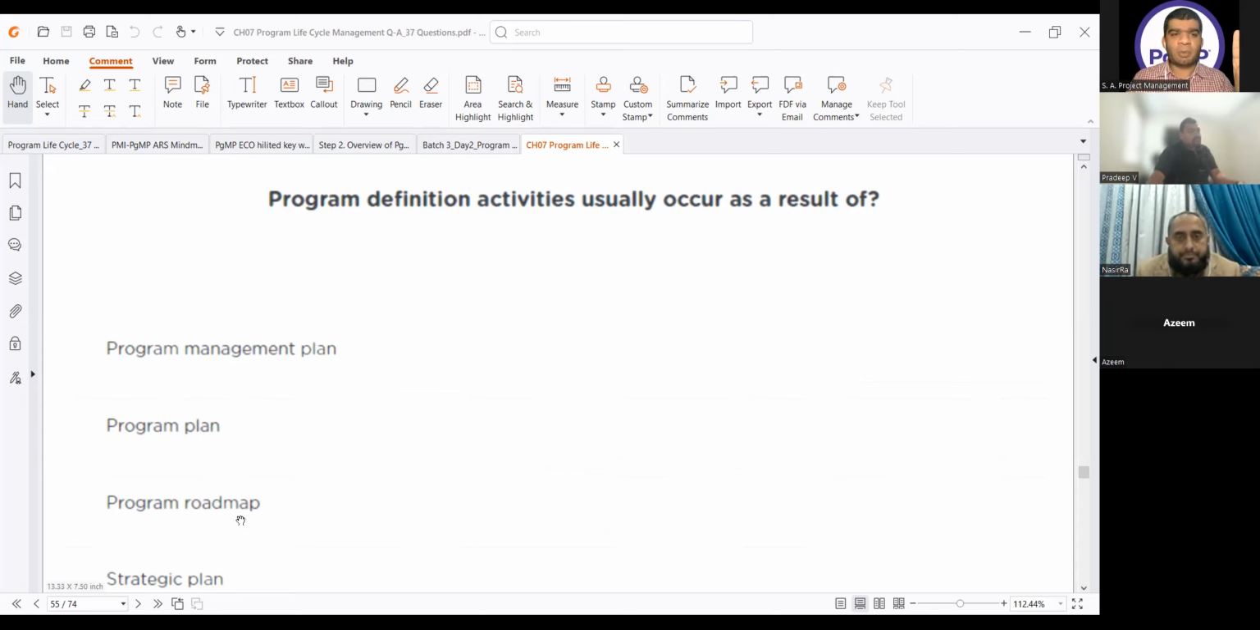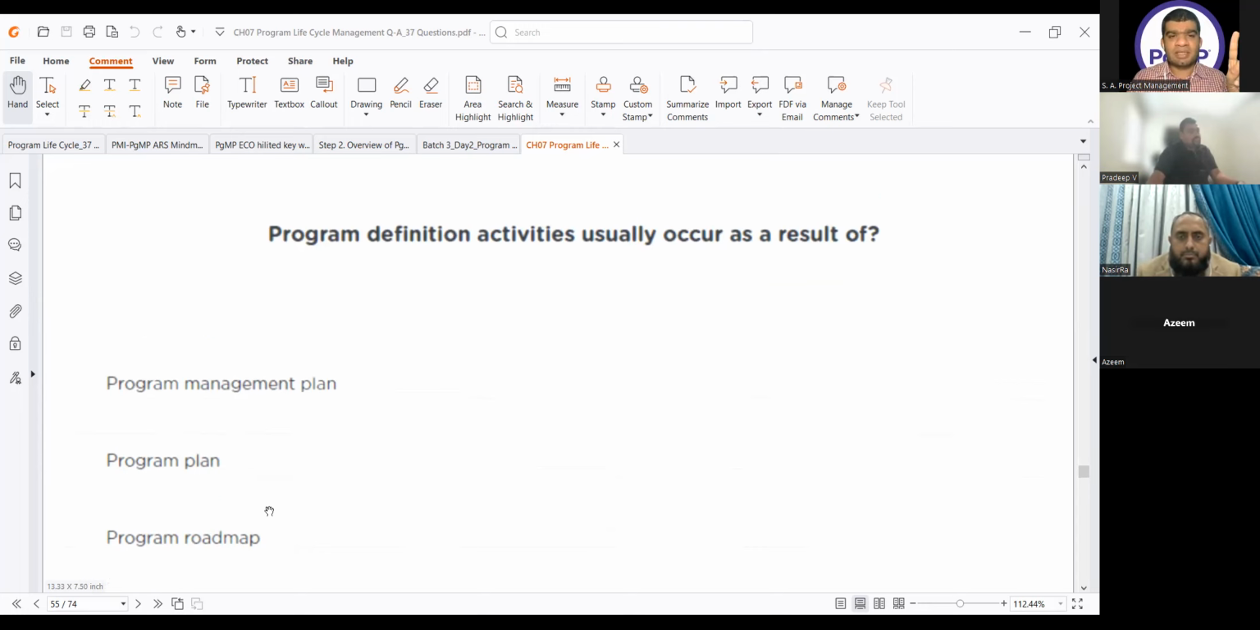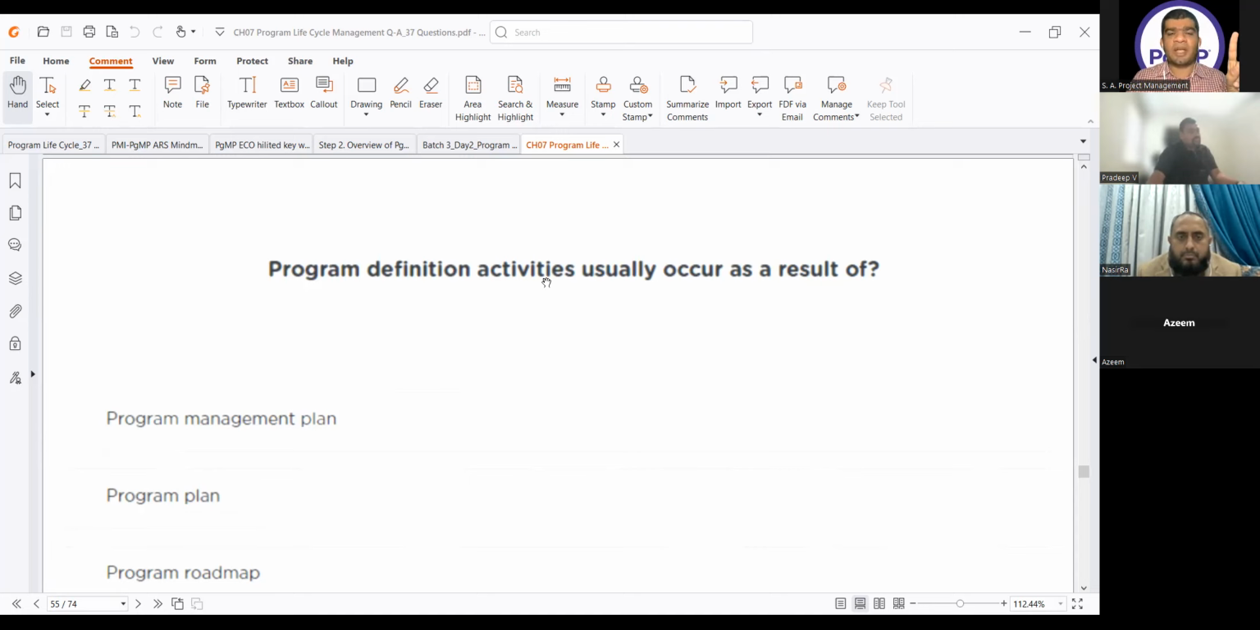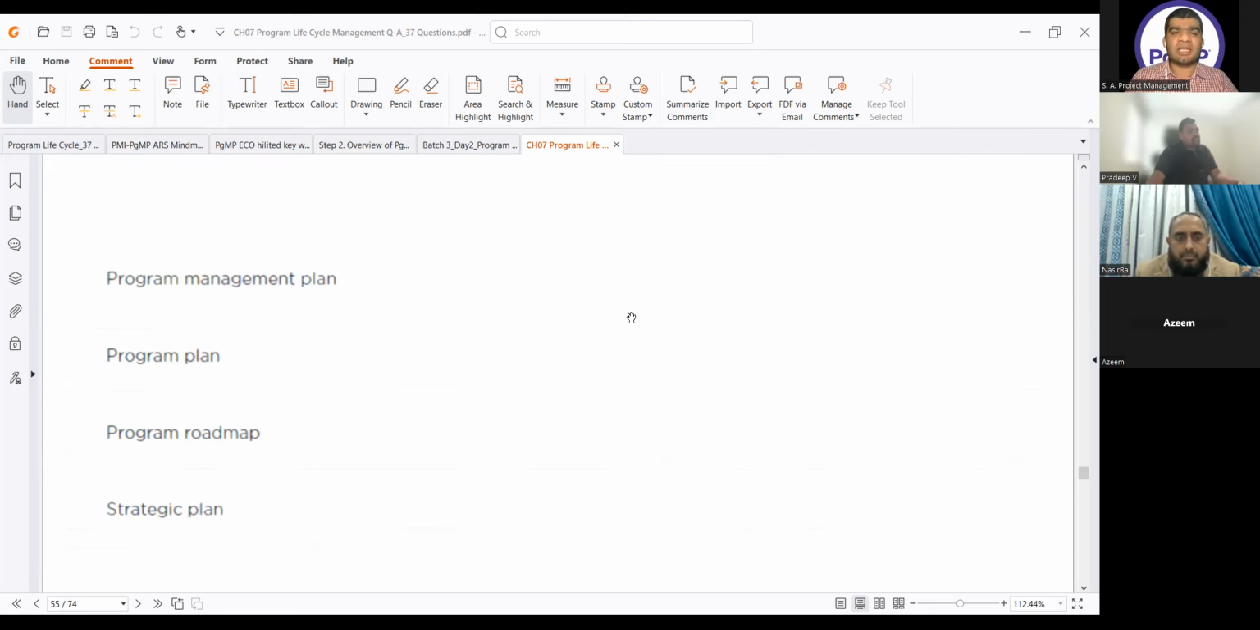Program roadmap, is it possible? Because it is coming from formulation. Yes, program roadmap is the output from the program formulation phase. But still, it will not answer the question on program definition. I need something as an input to the definition phase. And what is input to the definition phase is only coming from the organization level.